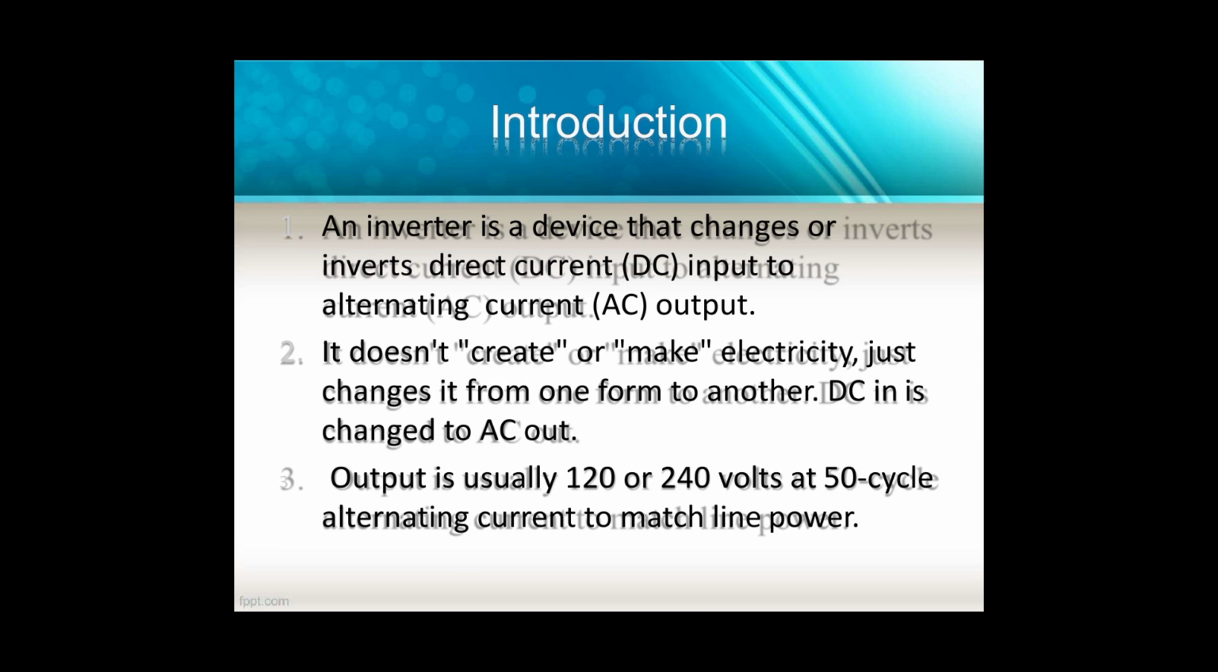Introduction. It is a device which converts AC to DC and DC to AC. Our equipment works on standard voltage and frequency, such as 213 volts and 15 Hz frequency. So it produces the rated voltage and frequency, which is 213 volts and 15 Hz frequency.